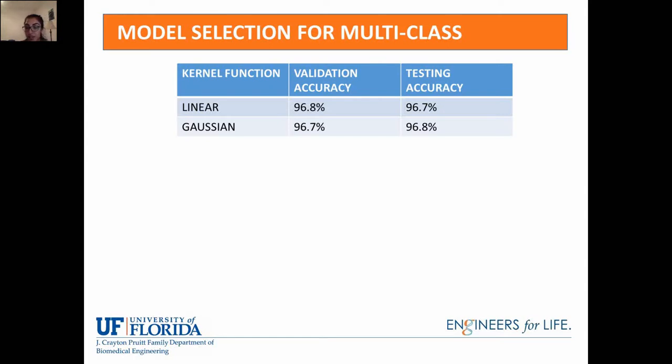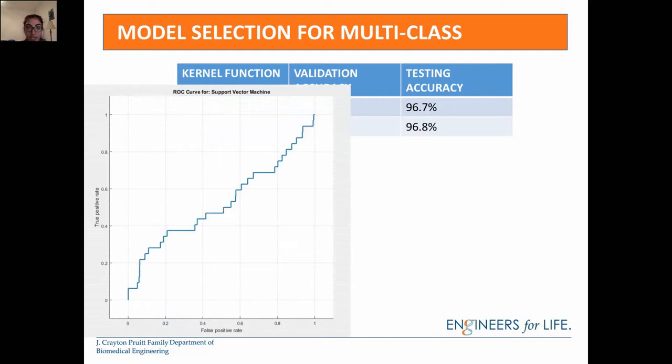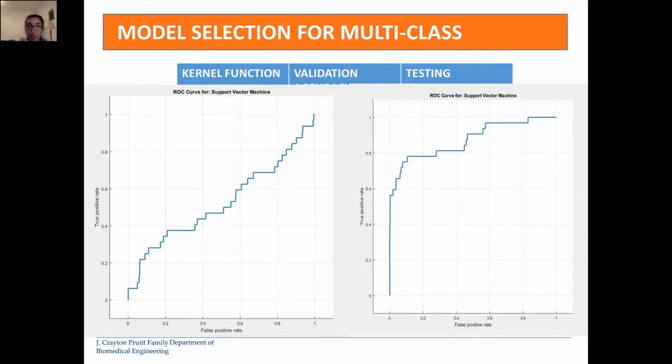A Gaussian also gave a better ROC curve for class 3, which was my aim of multi-class classification, trying to identify turns. So the ROC curve for the Gaussian kernel was much better than for a linear SVM. The area under the curve here is 0.52, and this one is 0.82. So there's a drastic change if you change the SVM function. These are my results.